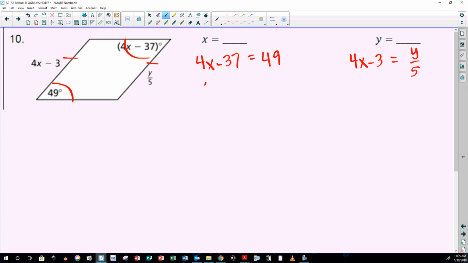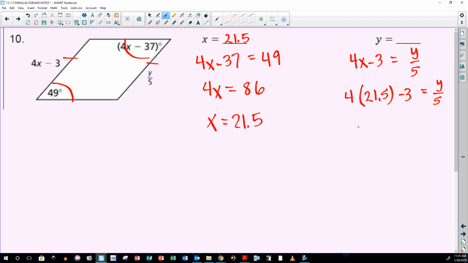So I'm going to add 37, and then I'm going to divide by 4. So now I know that x is 21.5. So now 4 times 21.5 minus 3 is y over 5. So this is 86 minus 3.